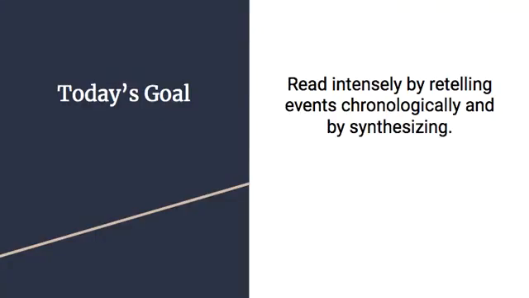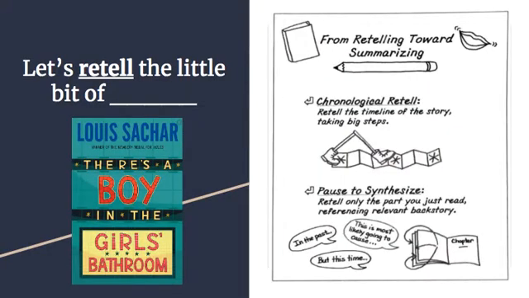Today's goal is to read intensely by retelling the events chronologically, and here's the important part, by synthesizing. So let's start with the chronological retell that we've done in the past. Let's retell the little bit of There's a Boy in the Girl's Bathroom. Think back to the beginning of the story and all that you've already read. And maybe you're going to turn and tell your sibling or a parent, or maybe you're sitting in a room doing this on your own, so you're just going to think to yourself the important parts.